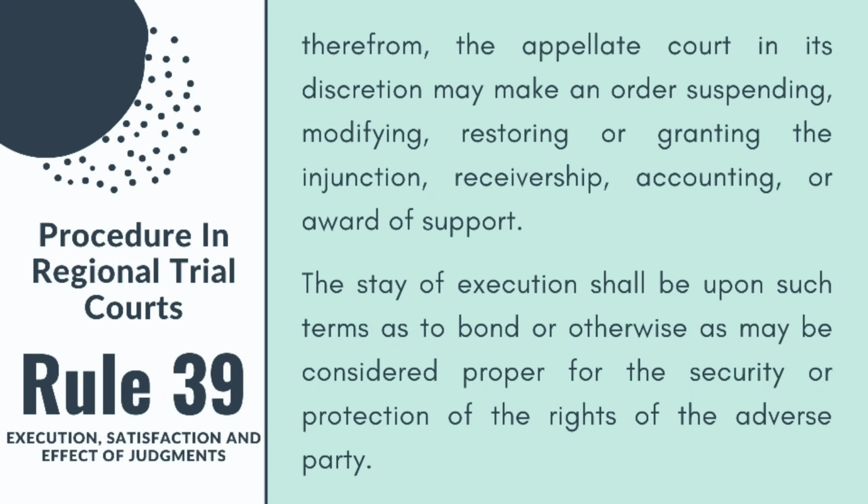On appeal therefrom, the appellate court in its discretion may make an order suspending, modifying, restoring or granting the injunction, receivership, accounting, or award of support. The stay of execution shall be upon such terms as to bond or otherwise, as may be considered proper for the security or protection of the rights of the adverse party.